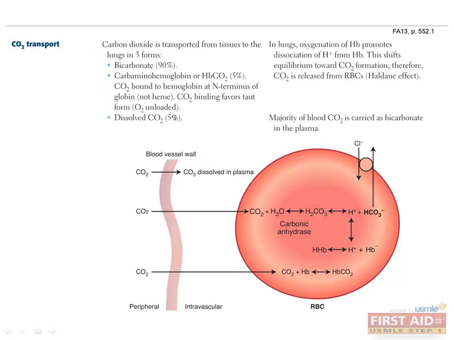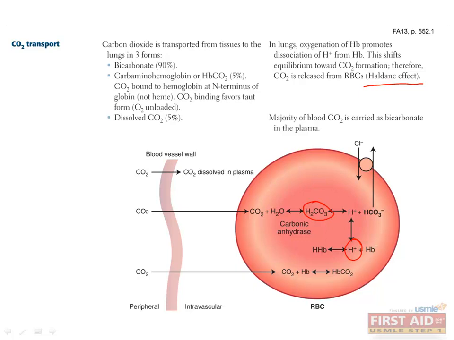Now let's talk about some key physiologic concepts involving CO2 and oxygen transport. The Haldane effect describes the phenomenon in which carbon dioxide is released from red blood cells. In the lungs, oxygenation of hemoglobin causes dissociation of hydrogen ions, which can then combine with bicarbonate to form carbonic acid, which then splits into carbon dioxide and water with carbonic anhydrase.